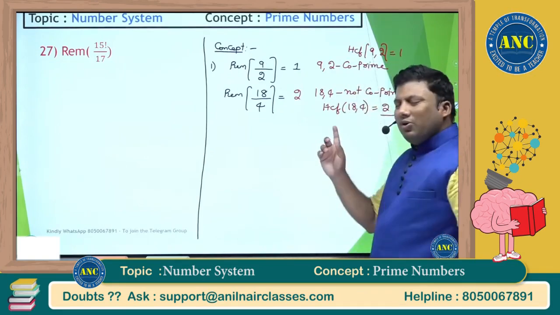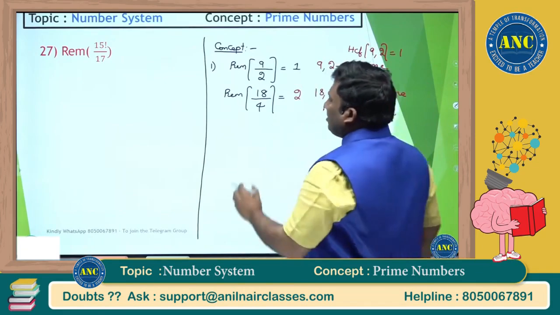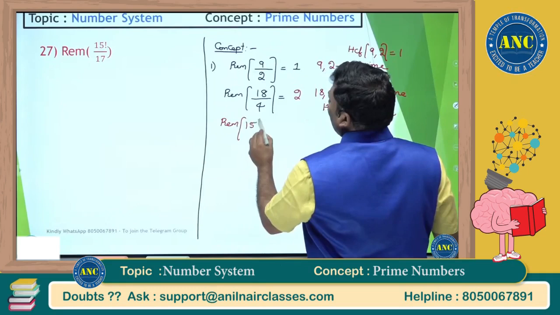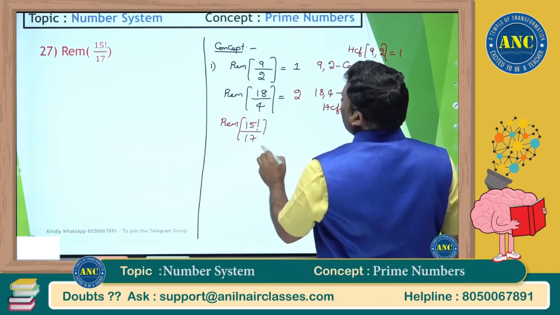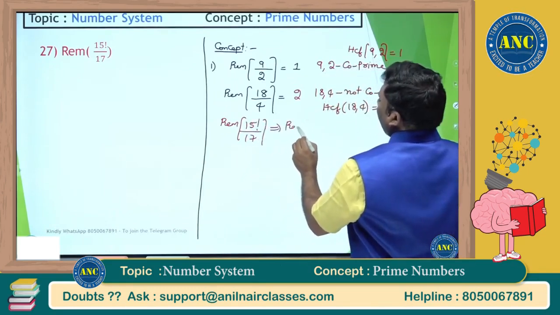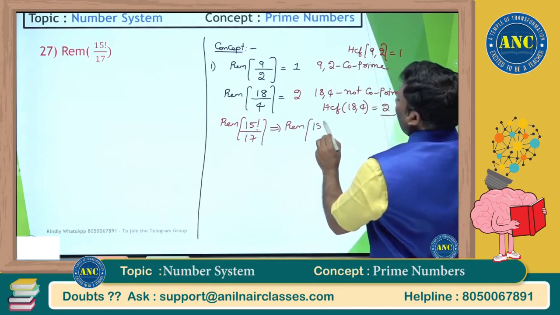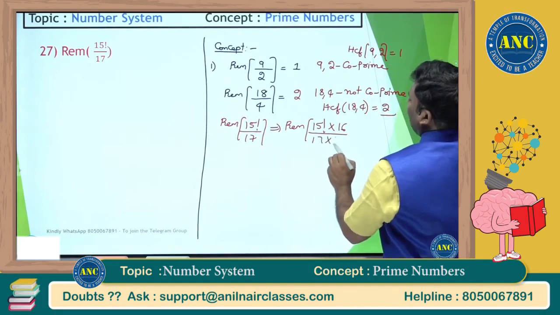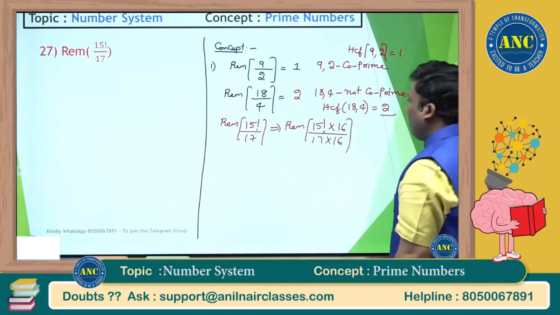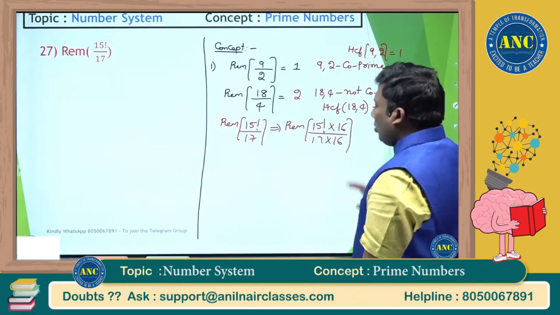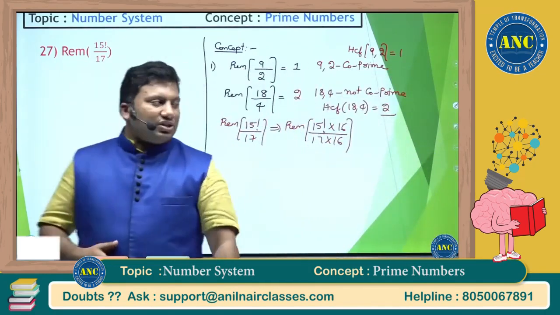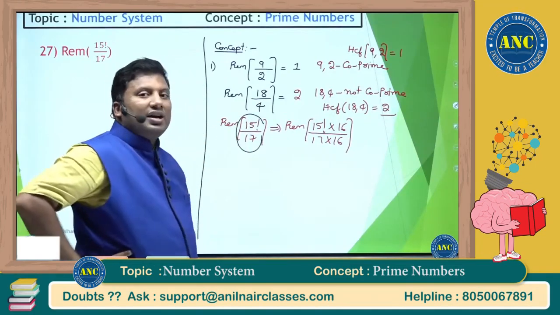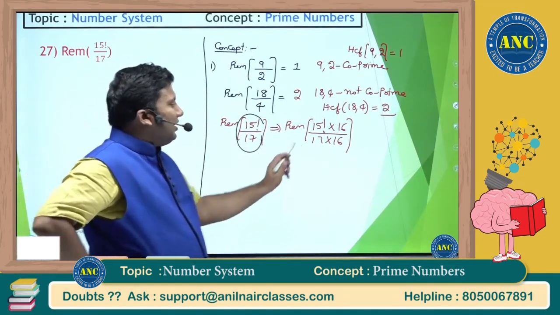So why am I doing this? Wilson's theorem: suppose 15 factorial by 17. Don't do it as 15 factorial into 16 divided by 17 into 16. Don't multiply and divide by 16. Why? Because here 15 factorial by 17, they are co-prime to each other.